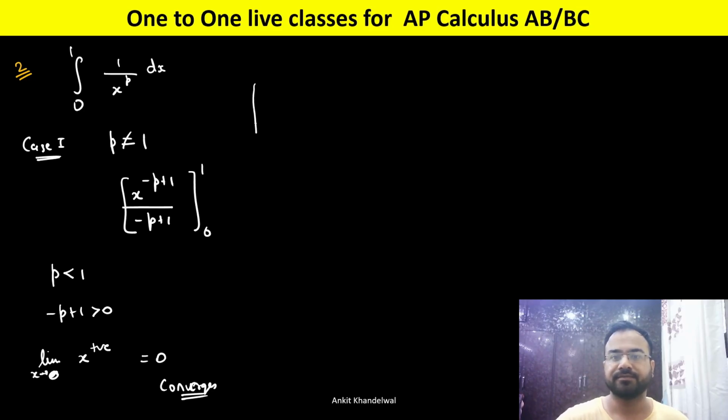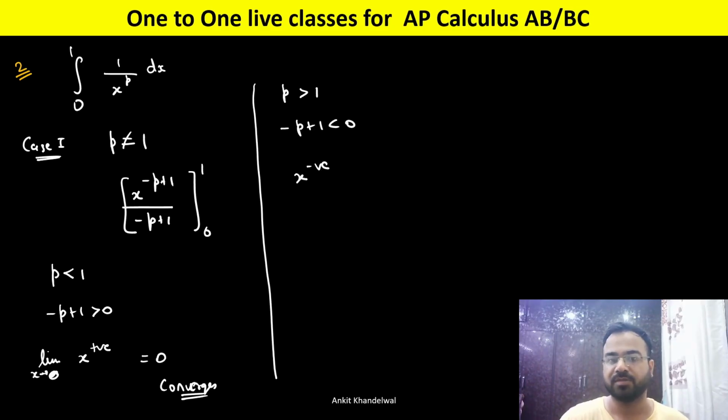Second thing, this was p less than 1, so let's say p greater than 1. When p is greater than 1, minus p plus 1 will be less than 0, so it will be x to the power of a negative number, and the limit x is going towards 0. When x to the power of negative is there, it can be written as 1 upon x to the power of something positive, and limit x goes towards 0.